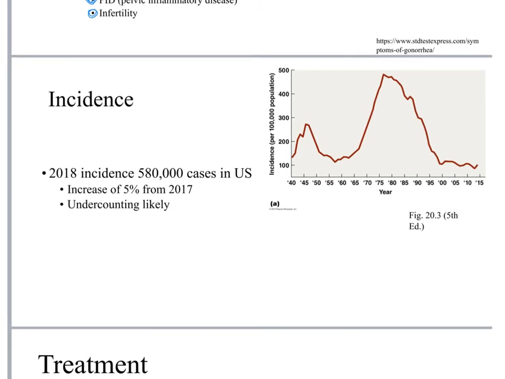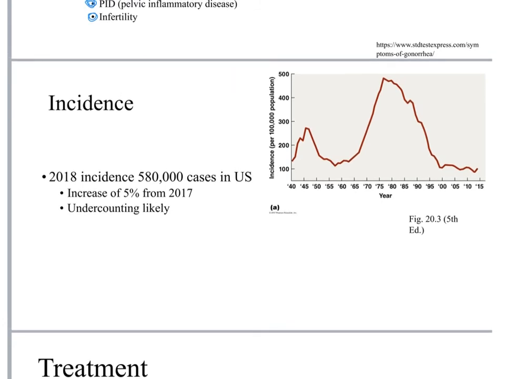All right, what about the incidence? Who can get it? So remember, incidence describes the number of new cases of an infection. If you look at this graph in your book, it's kind of interesting. Of course, there's a lot of cases that are not reported for this, but it looked like we were peaking here in the 70s, started going down after that.